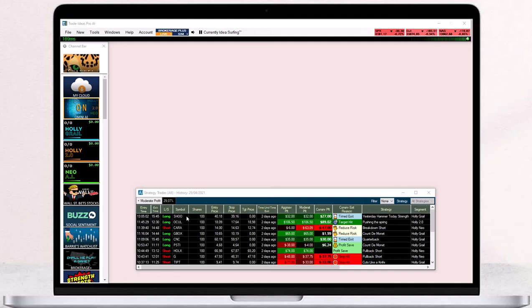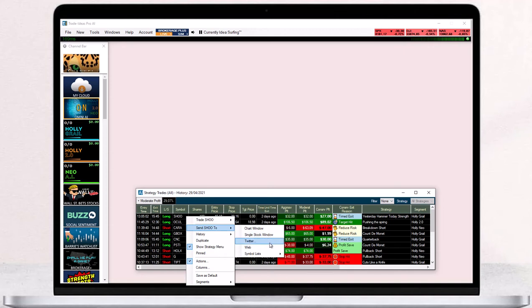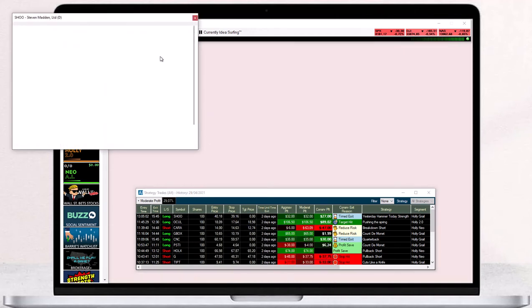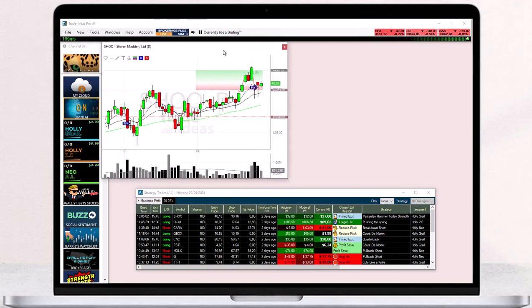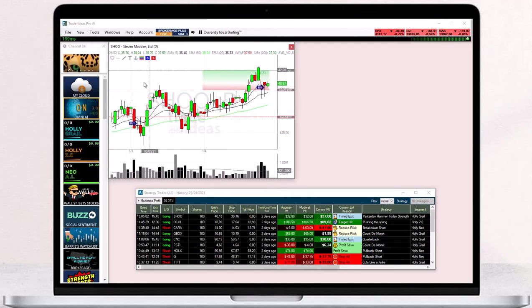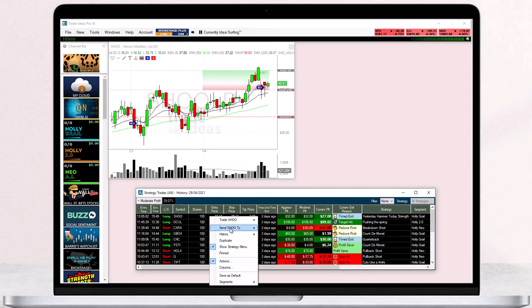The Send To feature that you can access via right-click in the AI Strategy Trades window enables you to look up more info for a stock or share it with others. You can send the chosen symbol to a chart window, or a single stock window.